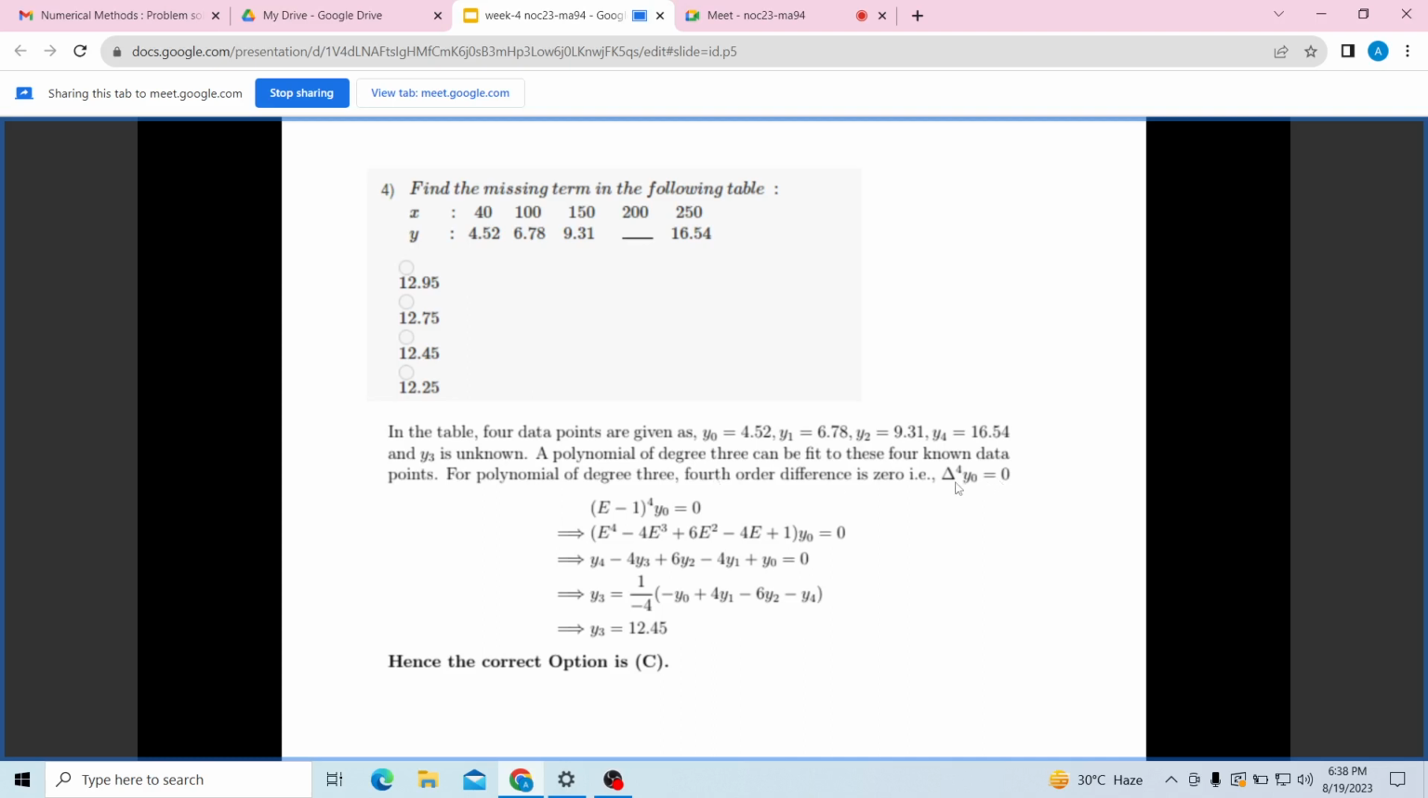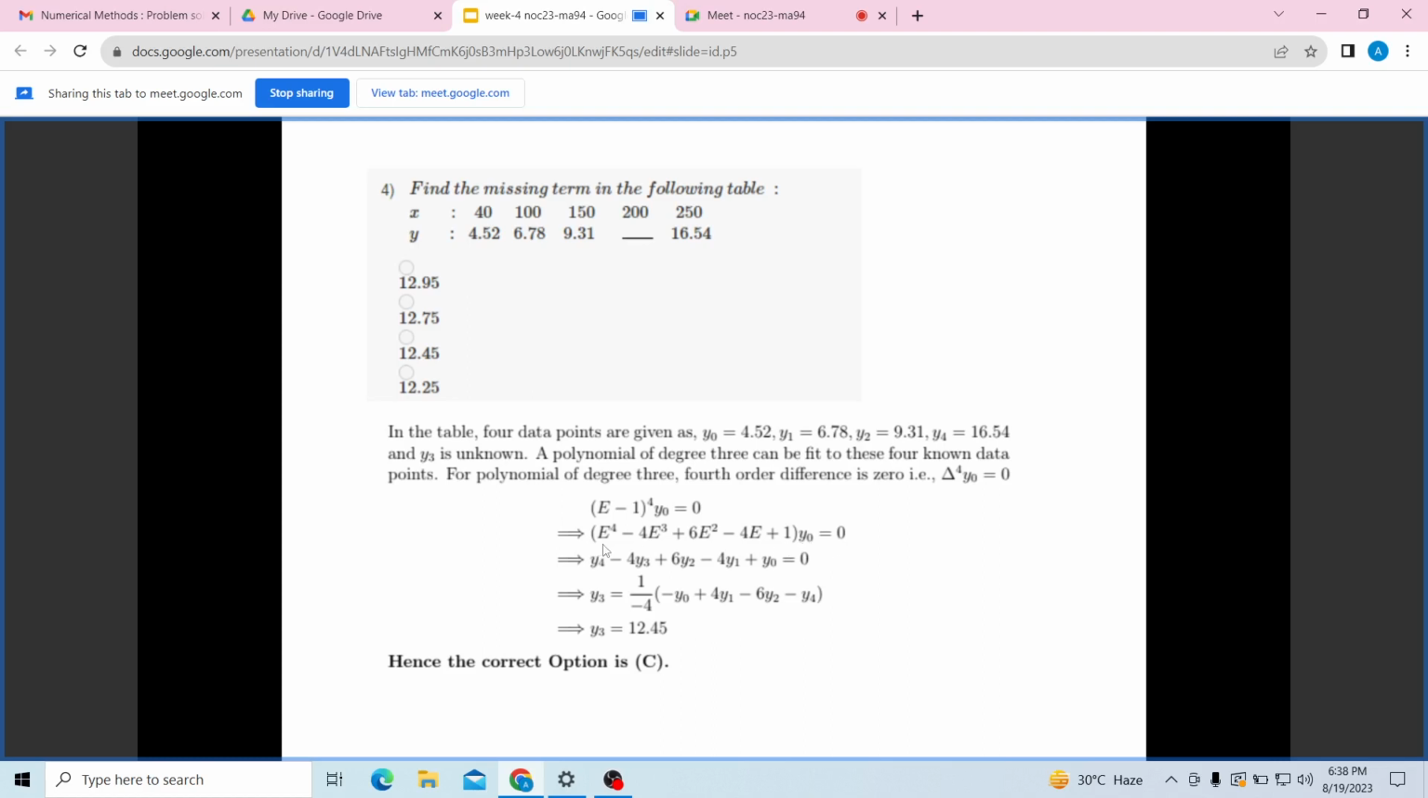So what is del in terms of the shift operator? That is E minus 1. So it will be simply E minus 1 power 4 of y naught is equal to 0. Now just expand it. So you will get E power 4 minus 4 into E power 3 plus 6 into E square minus 4E plus 1 of y naught is equal to 0.